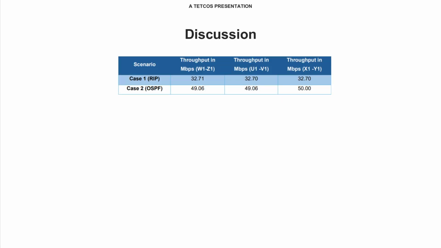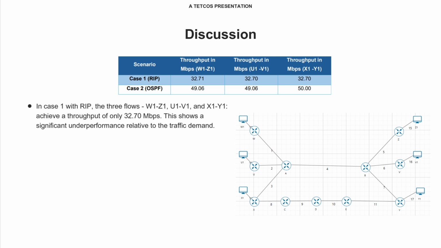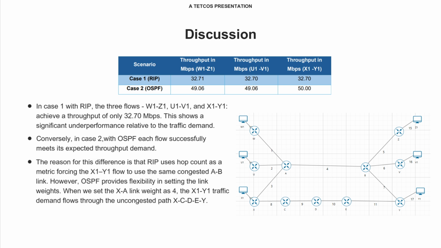Let's discuss the throughput performance of OSPF and RIP. In case 1 with RIP, the 3 flows W1Z1, U1V1, and X1Y1 achieve a throughput of only 32.70 megabits per second, which is significantly lower than the expected traffic demand. Conversely, in case 2, with OSPF, each flow successfully meets its expected throughput demand. The reason for this difference is that RIP uses hop count as a metric, forcing the X1Y1 flow to use the congested A to B link.